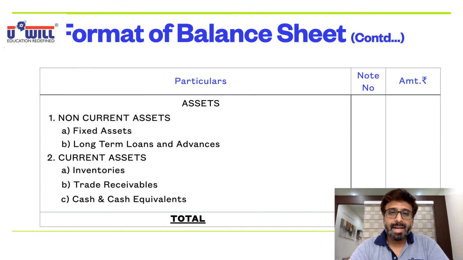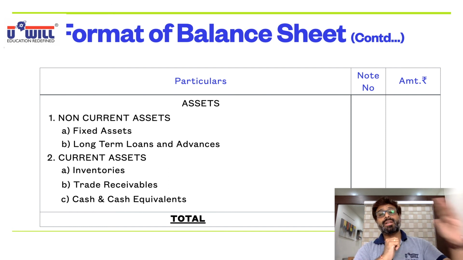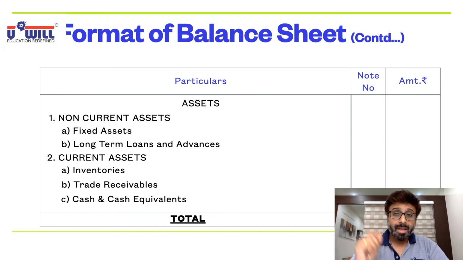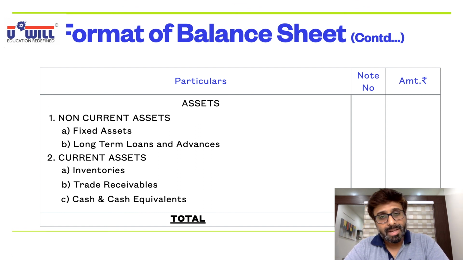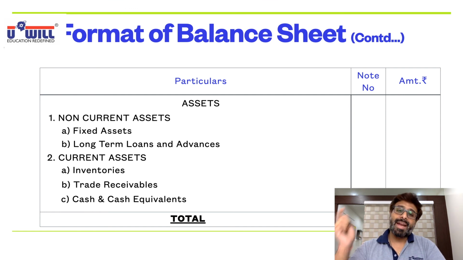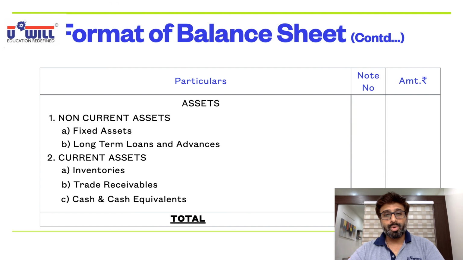Which two things in current liabilities? Trade payables and other current liabilities. Within assets, which two assets? Non-current assets, current assets. Within non-current assets, fixed assets and long-term loans and advances. Within current assets, three things: inventories, trade receivables, cash and cash equivalents. Learn this format. Without seeing, write it once again in your note.